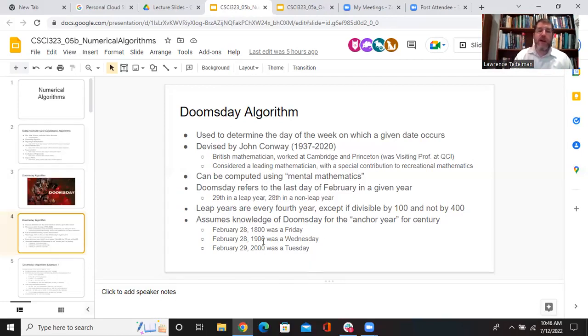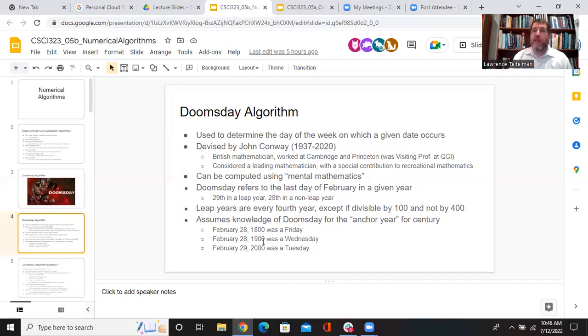You need to memorize what day of the week it was for 3 years: 1800, 1900, and 2000. And I'm going to teach you a mnemonic for that. I don't know if the facts are correct, but mnemonics don't have to be correct. They just have to help you remember.